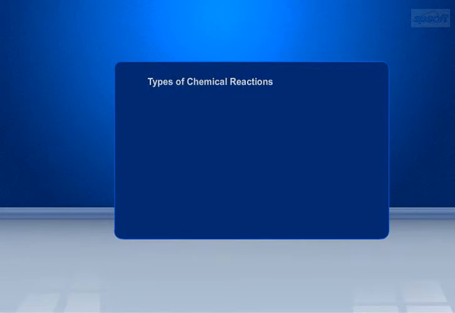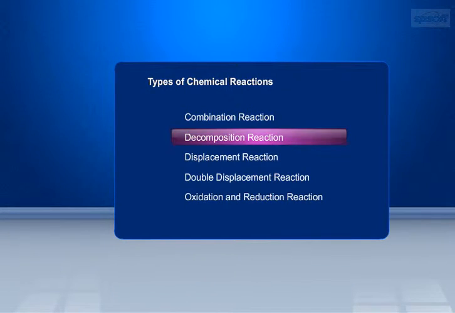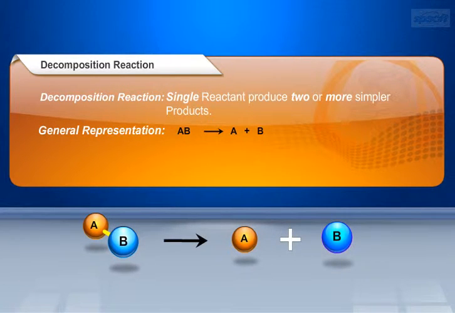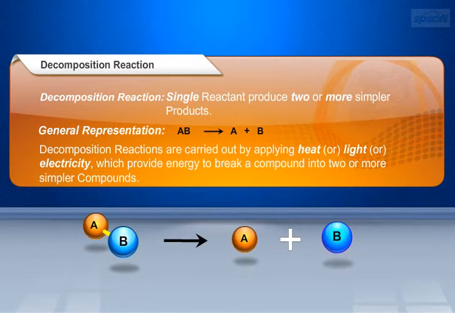Now, let us see the second chemical reaction, decomposition reaction. A single reactant producing two or more simpler products is called a decomposition reaction. The general representation of a decomposition reaction is AB equals A plus B. Remember that decomposition reactions are carried out by applying heat, light or electricity, which provide energy to break a compound into two or more simpler compounds.